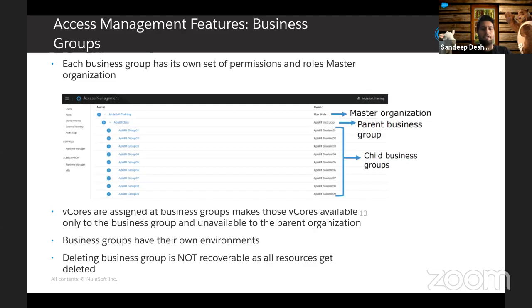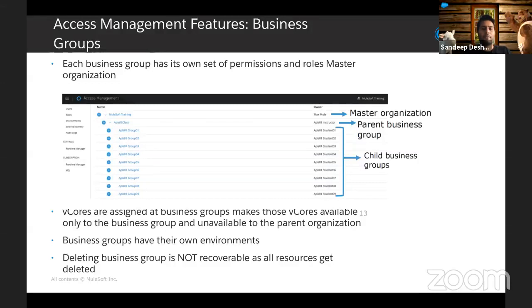So again, each business group will not inherit the permissions from the master org. If you have access to a business group, you will have to create your own set of permissions and roles within that business group. Right now, this functionality is tied to a business group. In the future, we are introducing new concepts called teams, which will take the access management away from the business group and put it at the master org level.